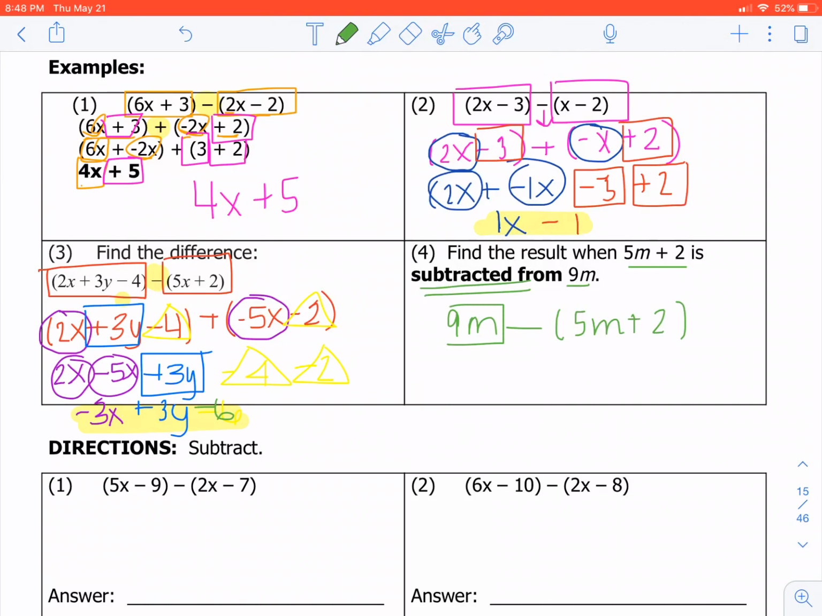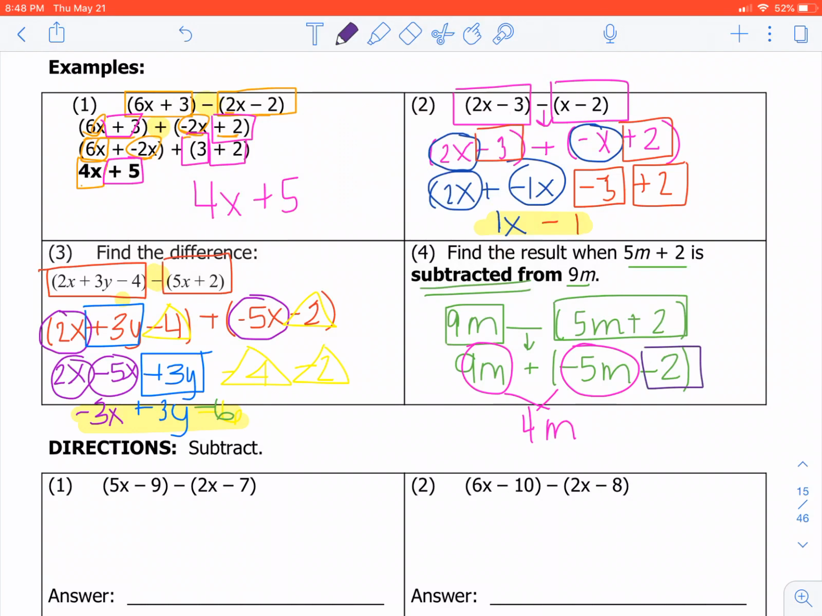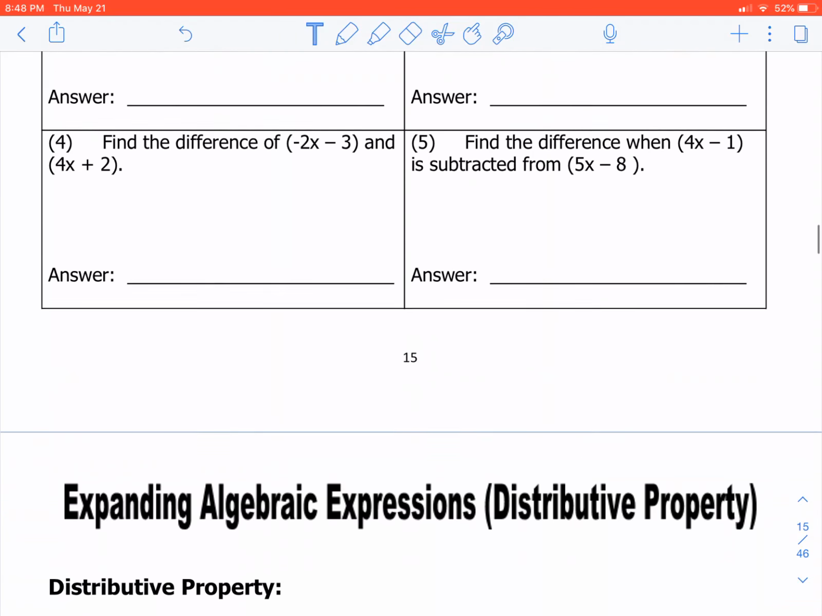All right, so we're going to leave 9m. We're going to change this to plus. Leave, change. We're going to change everything on the inside of this. So this becomes negative 5m minus 2. All right, I'm going to combine my like terms. So 9m minus 5m. They're already next to each other, so I can just combine those. That's 4m. And then we have this minus 2 all by itself. When we can't combine anything, that actually is our answer. All right, go ahead. You can try the practice problems. Check your answers as you go.